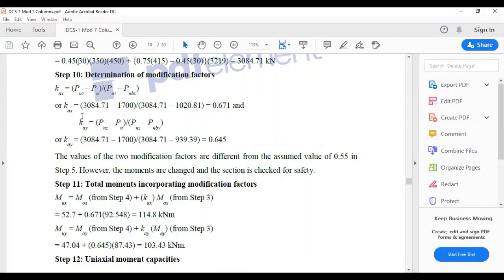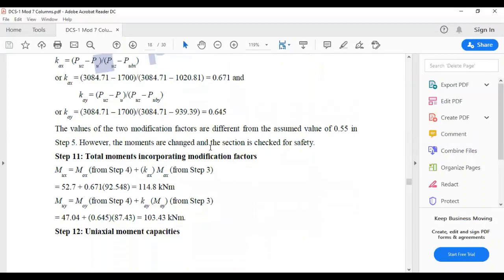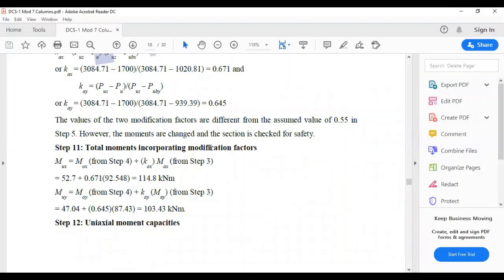And similarly, we'll find the value of KAY. So this is given by this expression PUZ minus PU upon PUZ minus PUBY. Substituting all the values in here, we get the value of KAY as 0.645. The values of modification factors are different from the assumed value of 0.55 in step 5. However, the moments are changed and the section is checked for safety.